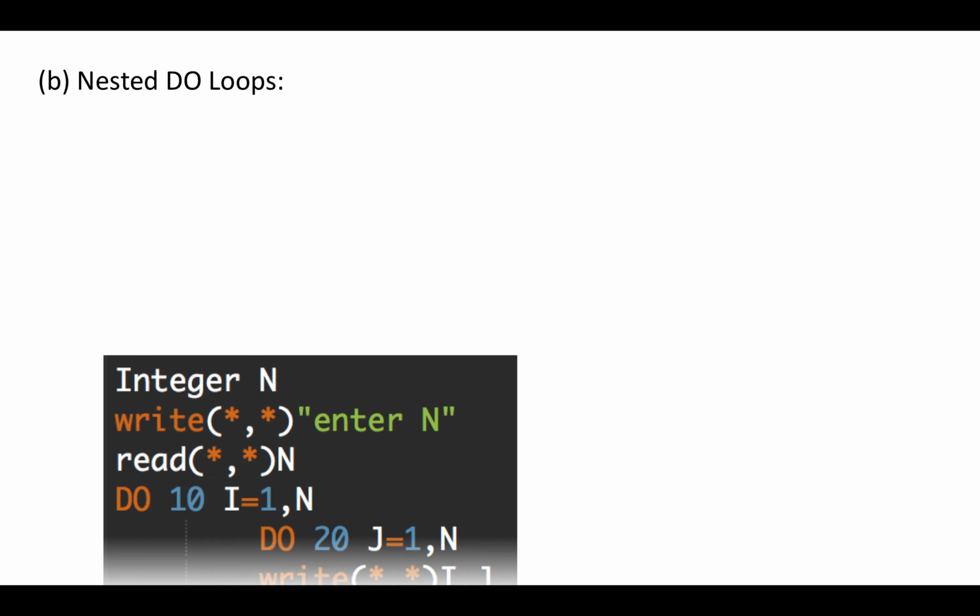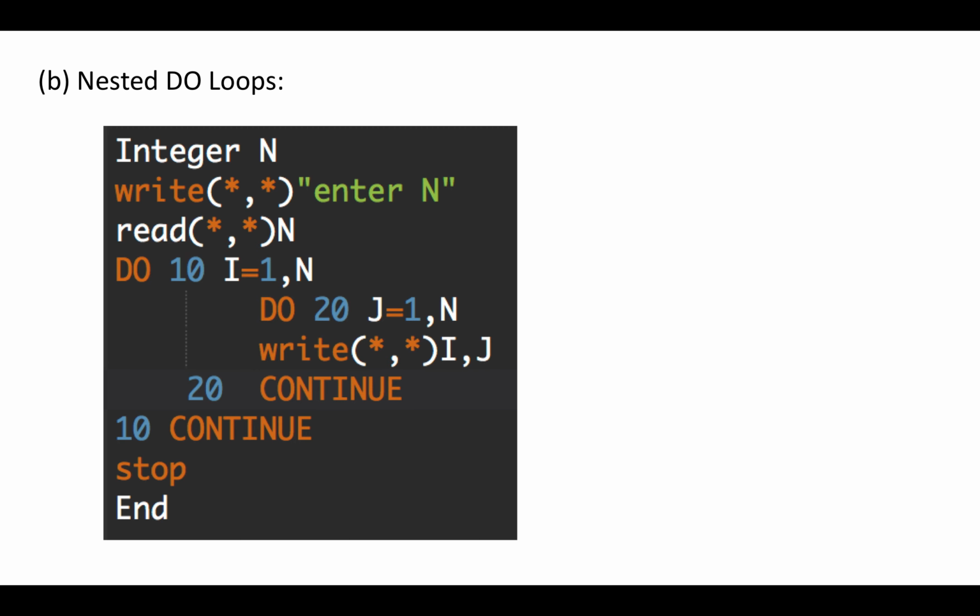Then we have nested do loops. What does it mean? A do loop inside a do loop. So we can also do that. For that I use the help of this simple program. I asked the user to enter a number n and read that number in a variable n. So n I defined as an integer.